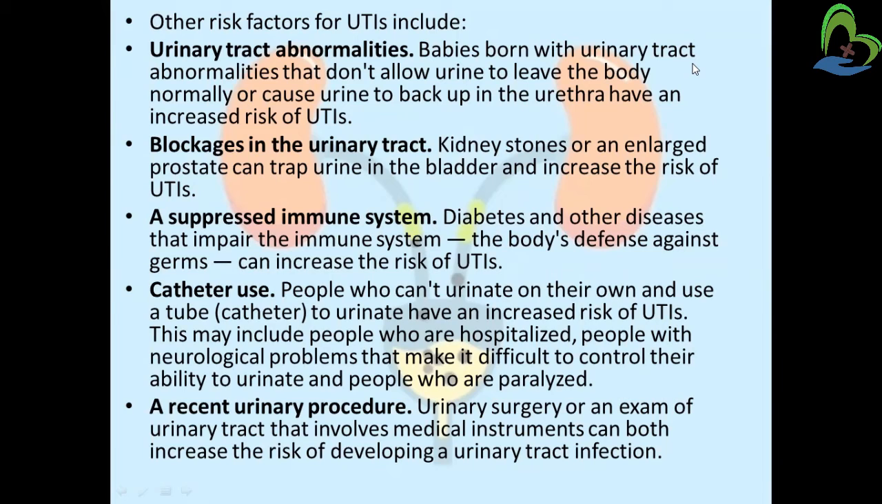And catheter use. Prolonged use of a catheter is also a risk for UTIs. People who cannot urinate on their own and use a tube, like a catheter, to urinate have an increased risk of UTIs. This may include people who are hospitalized, people with neurological problems that make it difficult to control their ability to urinate, and people who are paralyzed. So these are all catheter uses that lead to UTIs.